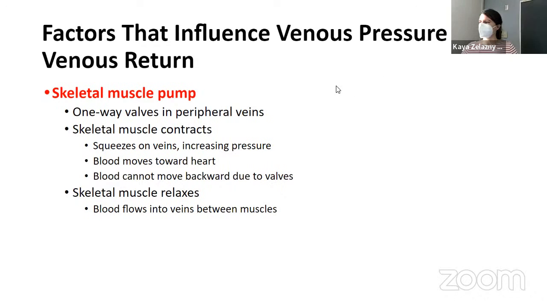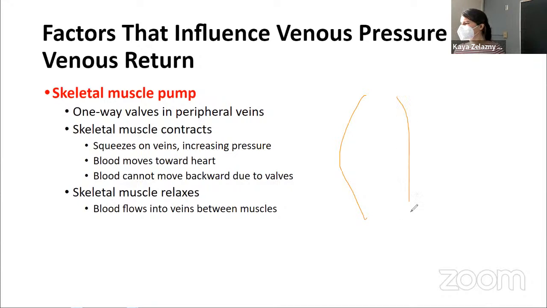So this works because out in our peripheral veins, here's a leg, this is a foot, don't judge me. I can count, no I can't, I think that's 5 toes, whatever. Okay, so out in our body, we have our veins, and they have valves. I'm going to draw a valve here.